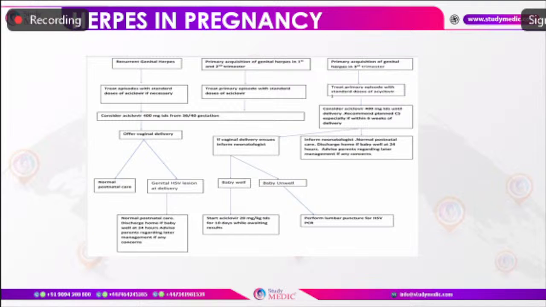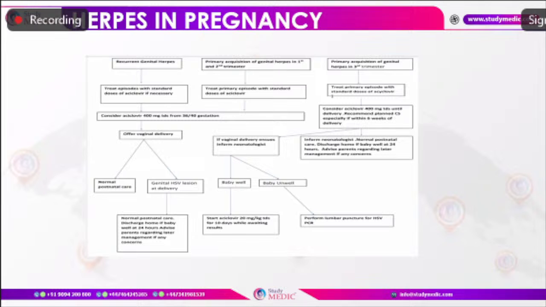Now, coming to the mode of delivery, we have to see if it's going to be a vaginal delivery or a cesarean section. For cases of recurrent genital herpes, we can offer the woman a vaginal delivery. For primary genital herpes in the first and second trimester, again, vaginal delivery is not contraindicated and can be offered. However, if the woman develops primary herpes in the third trimester, we have to consider offering her a planned cesarean section.